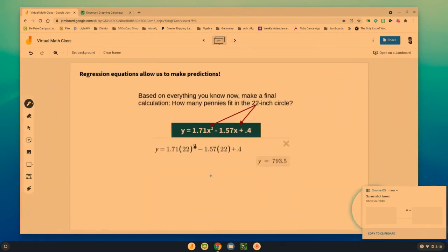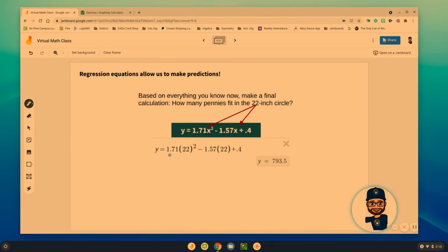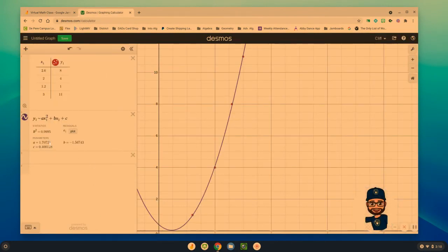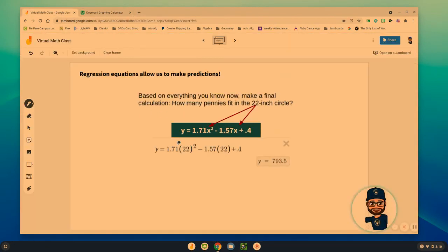So we have those A, B, and C values that I just got, 1.71 for A, 1.57 for B, and 0.4 for C. Okay, they're right there from the parameters. We use those to create our quadratic equation, and then we can predict what a 22-inch circle might give us by plugging in 22 for both of those x values. And in this case, we could fit in, it looks like, 793 pennies in a 22-inch circle.